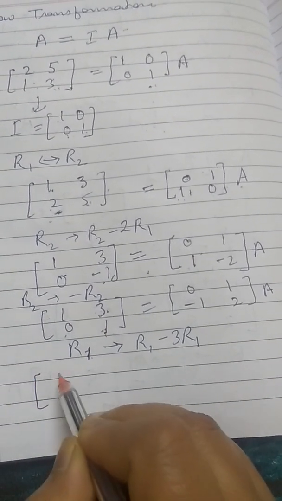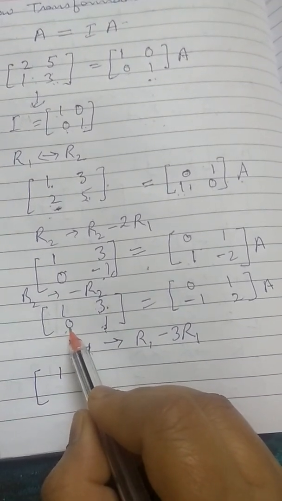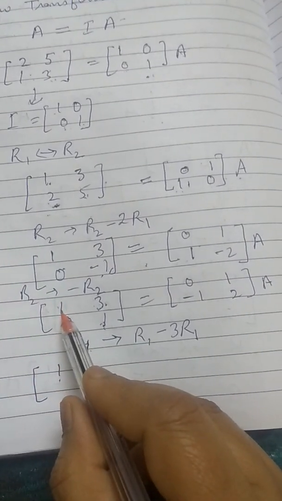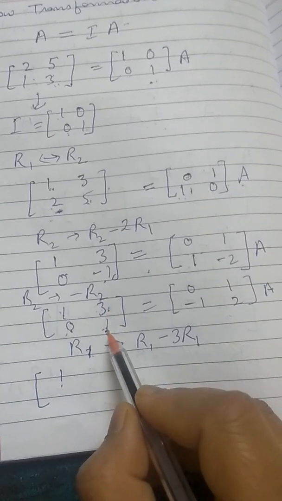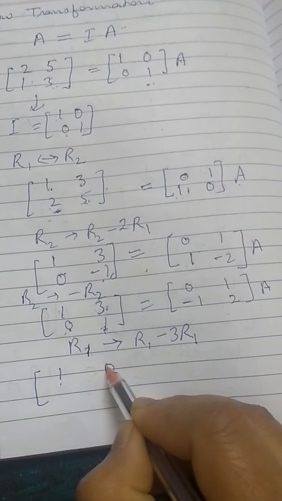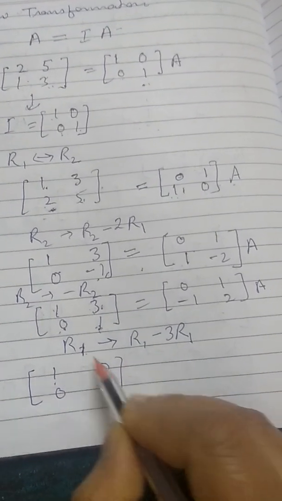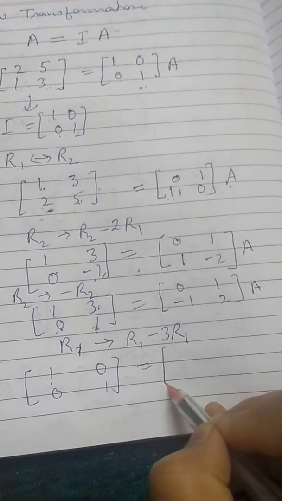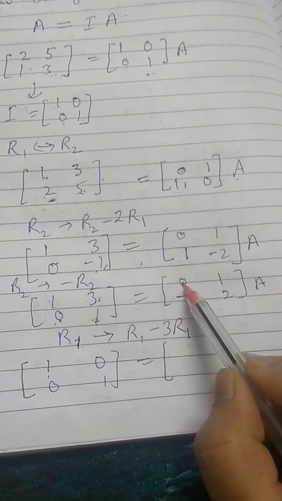And now you will get 1, because when we multiply by minus 3 into 0, 0 plus 1 is 1. It means there is no change there. And now for this, multiplied by minus 3 plus 3, it becomes 0. And this second row as it is, because we have to convert only the first row. That is equal to the same operation here.